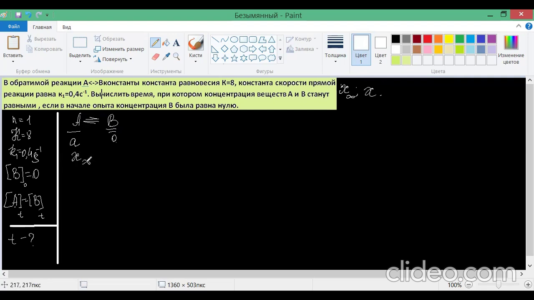Now, when the system is at the state of equilibrium, the concentration of A is equal to A minus X infinity. Again, what is it? X infinity is the drop, the fall in the concentration of A. Okay, and the concentration of B at the state of equilibrium is equal to X equilibrium, right? So in other words, we've got the following picture.